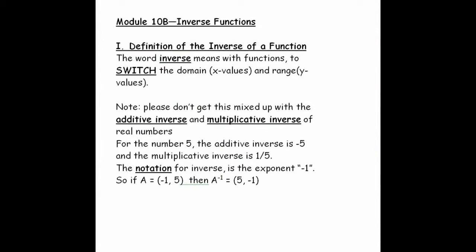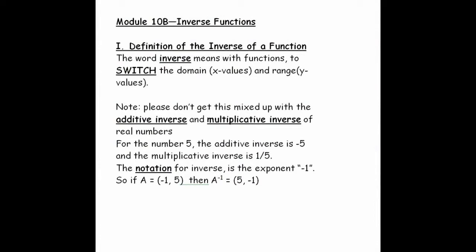There's a special notation for inverse. Instead of writing the word "inverse", we are going to use a -1 in an exponent spot. I know that sounds crazy, but that's what mathematicians came up with. So if you see a -1 in the exponent spot on a letter, it means to do the inverse.